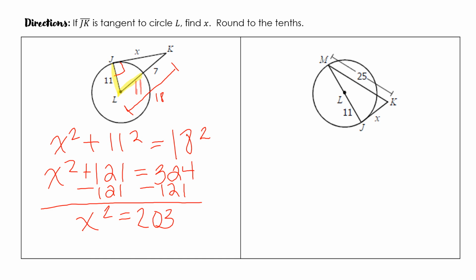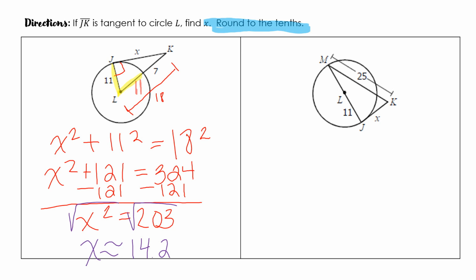So to get rid of that square, we need to square root both sides, and the square root of 203 is approximately 14.2. This is not going to be degrees because this is the length of a segment. If we had units like inches or feet or meters, we could put meters. You could also just write units if you wanted to, but you don't have to. And again, I rounded to the tenths place because it told me to round to the tenths place.